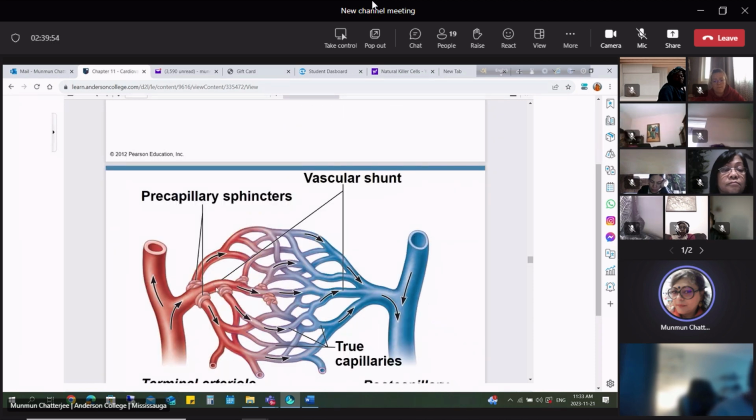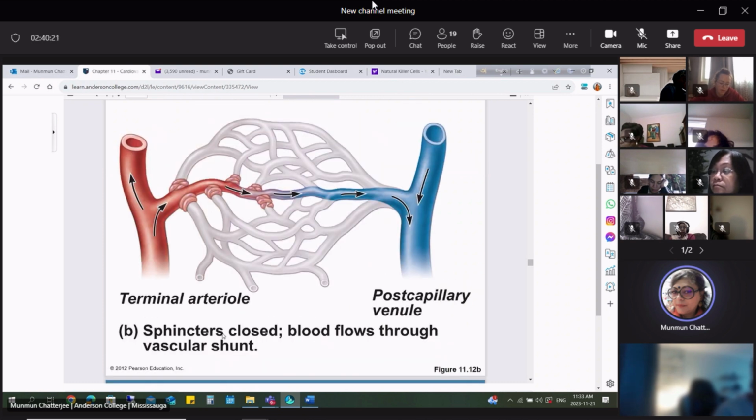See the simple difference here. This is the vascular shunt. When the arteriole and venule are connected directly to each other, there is no capillary bed. But here we have the capillaries. These are the true capillaries. It is a network, and it sometimes also has a sphincter so that it can control the in and out of the blood flow.